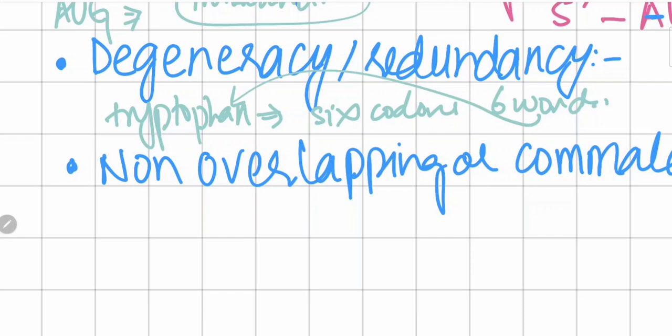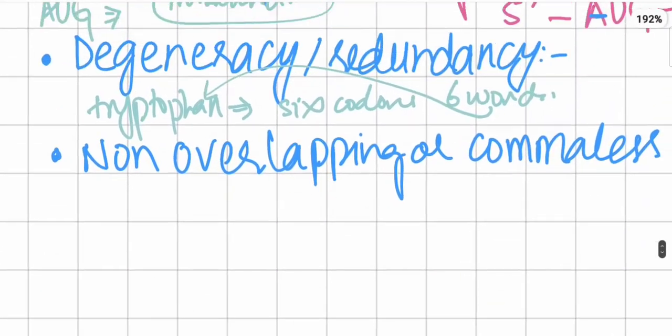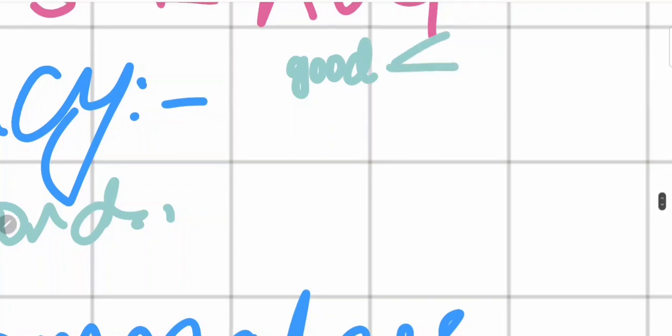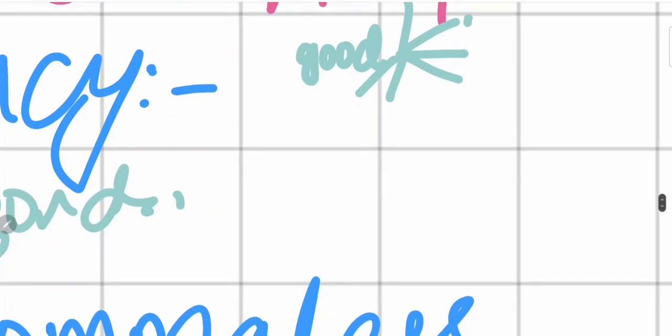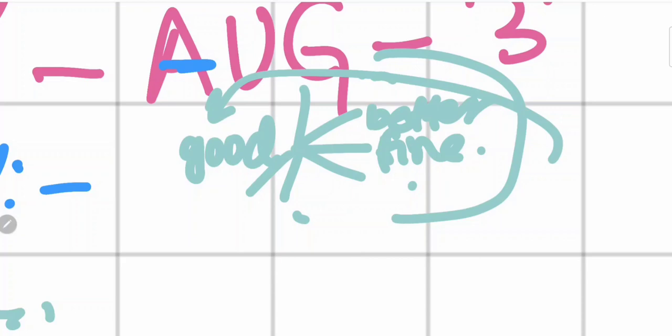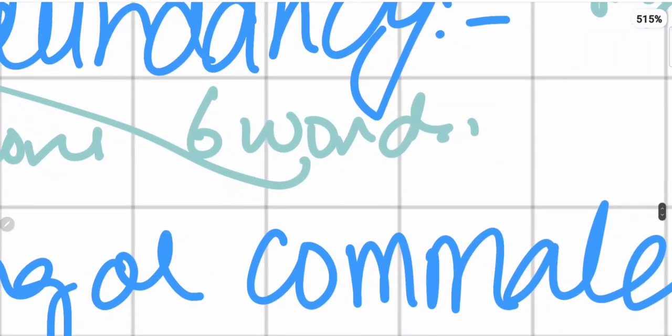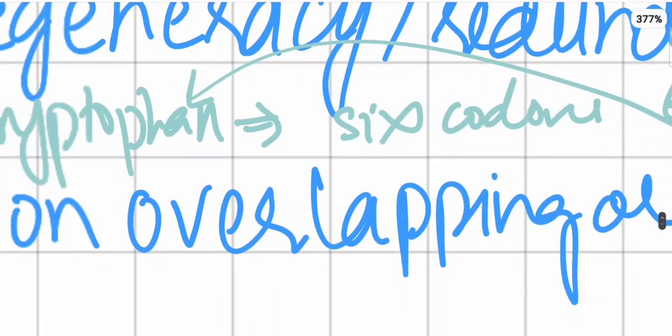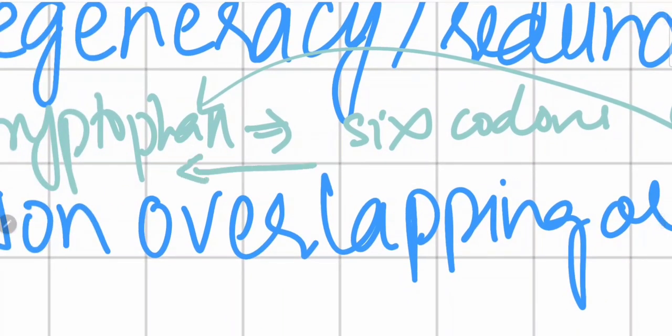Let me give you an example of how degeneracy works. If we have a word like good, you can have 6 synonyms. It could be better, it could mean fine, and other different synonyms. But all those words actually mean good. The same thing holds for the amino acid: it is going to have 6 codons, but all those 6 codons are going to code for it. That is code degeneracy, or code redundancy.